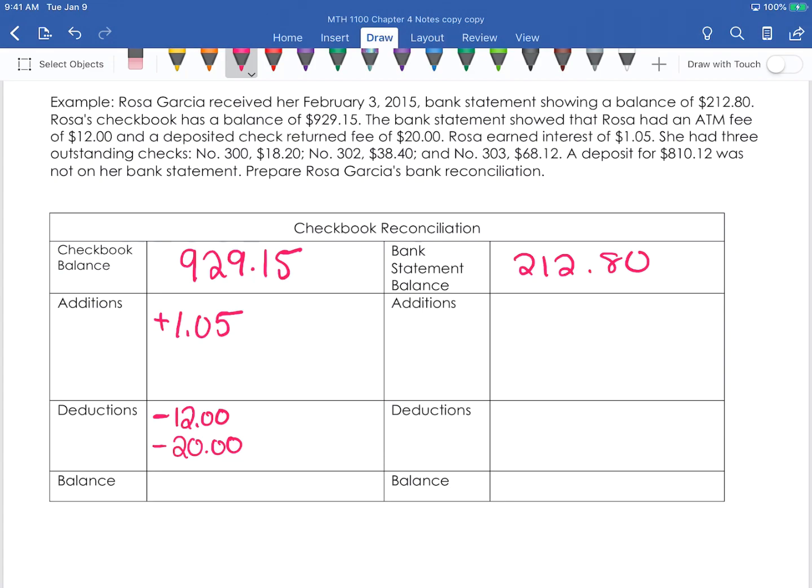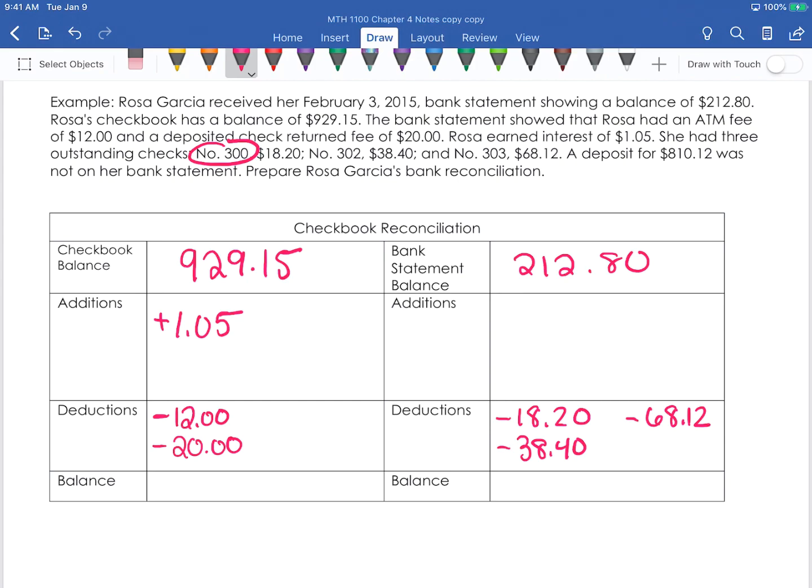Now, you also want to make sure, because I've made this mistake too, which is why I'm pointing this out, it's really easy to look at the check number and write down that it's a check for $300. So be careful. Make sure you're writing down the dollar amount and not the check number. So under deductions, I want to write minus $18.20. We have another deduction for the second check, which is $38.40. And then the third check is $68.12.